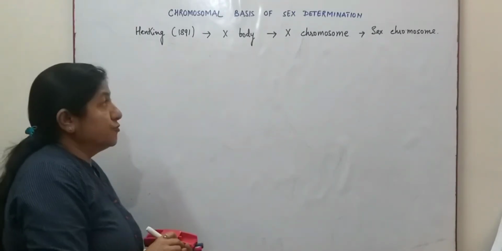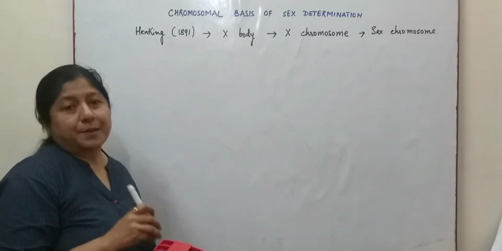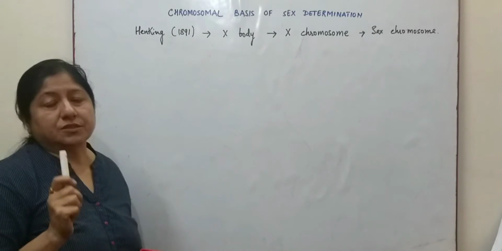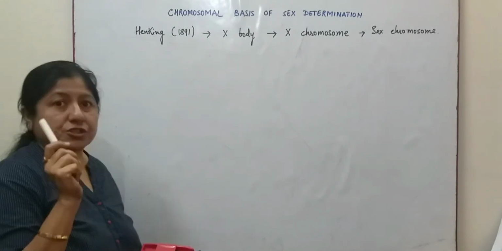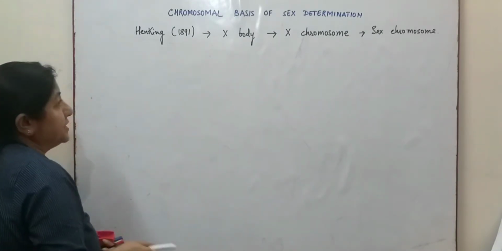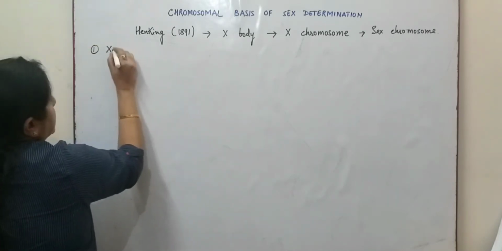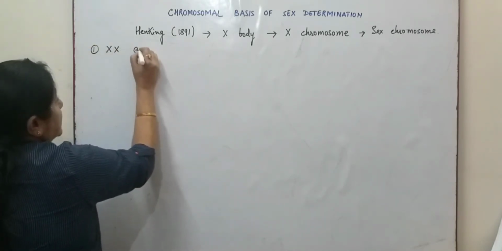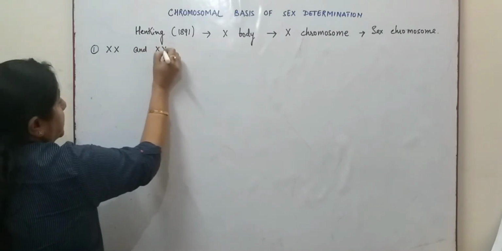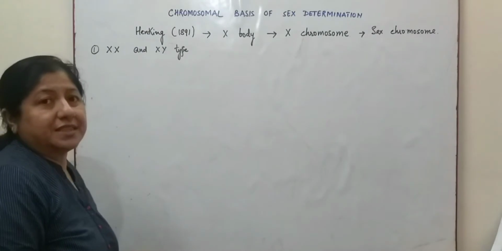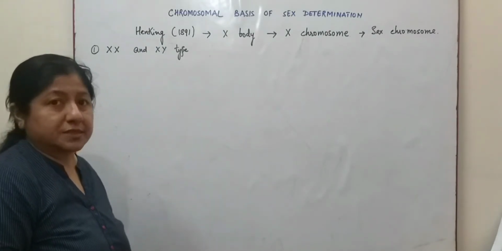So, the movement of this enabled us to establish the chromosome as the basis of sex determination. Let us study a few types of chromosomes. The first type which we are going to study is the XX and XY type. This type is seen in human beings.